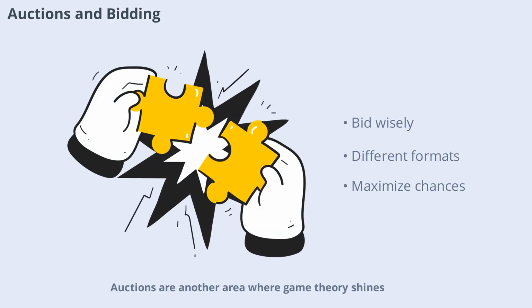Auctions are another area where game theory shines. Bidders must decide how much to offer, considering what others might bid. Different auction formats like English or sealed bid auctions require different strategies. Game theory helps participants maximize their chances of winning while avoiding overpaying.